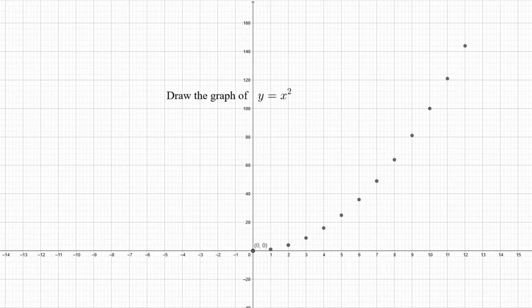Similarly, we can investigate what is going to happen for some negative values of x. If we have an x of negative 1, then negative 1 squared is 1, so the curve will pass through negative 1, 1. Negative 2 squared is 4, so the curve will pass through negative 2, 4. And we can see that for other negative values of x, the y values will be the same as the corresponding positive values of x.